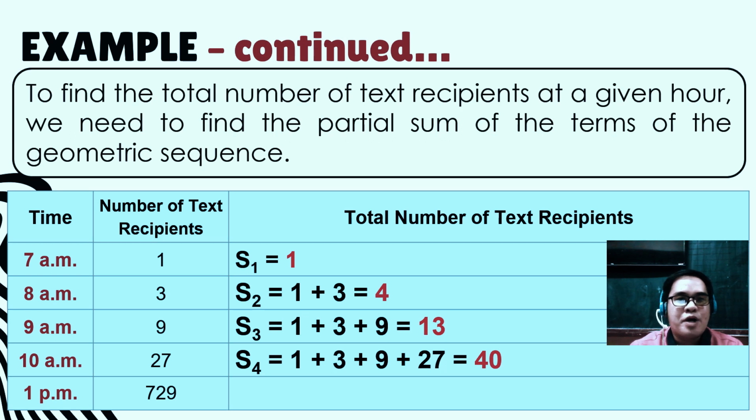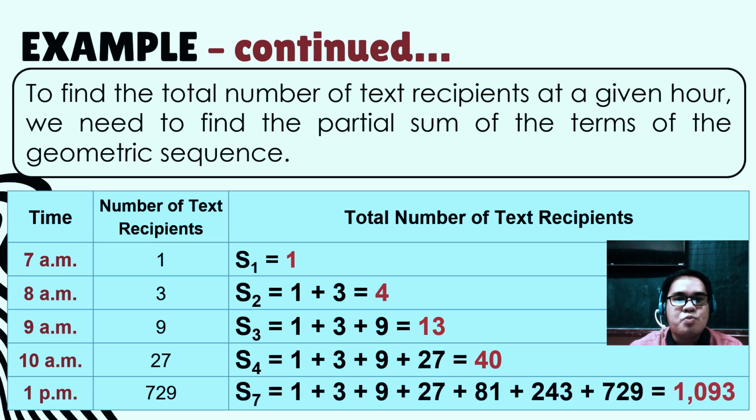How about by 1 p.m.? Since 1 p.m. falls into the 7th term of the geometric sequence, we will get the series of 7 terms, or S sub 7, the sum of the first, second, third, fourth, fifth, sixth, and 7th terms, and it is 1093 text recipients.